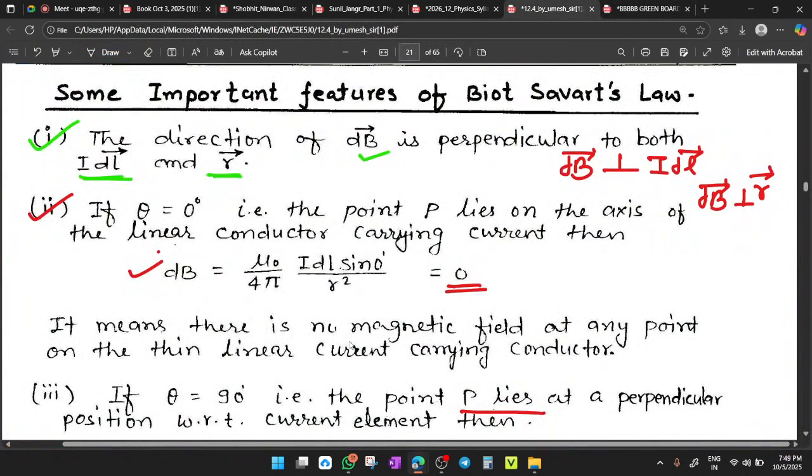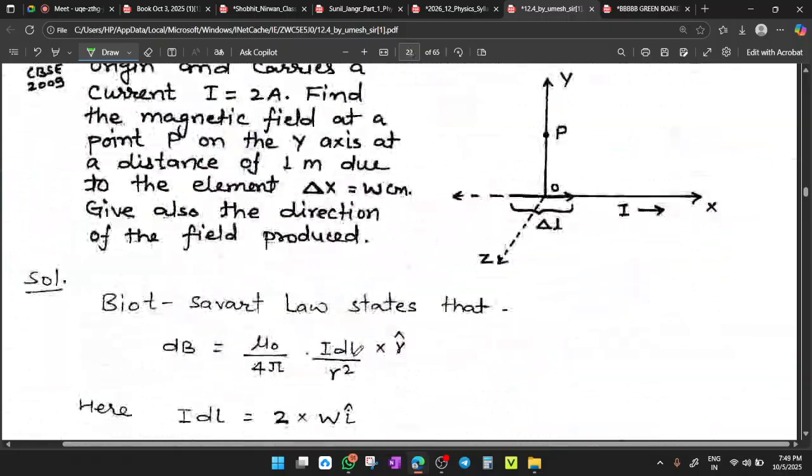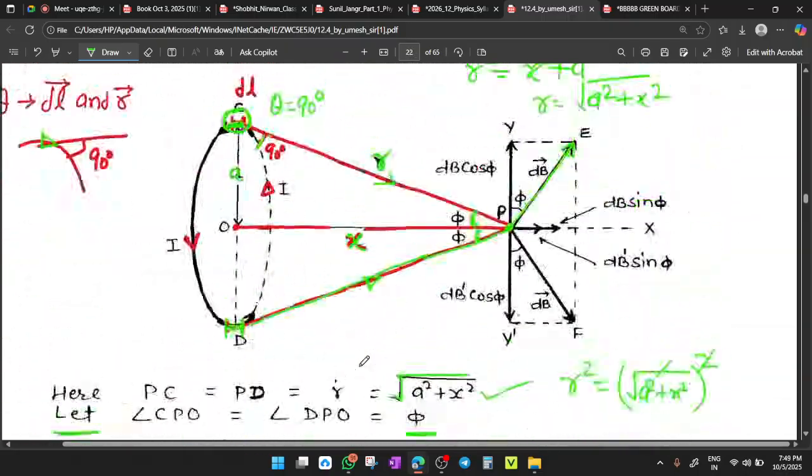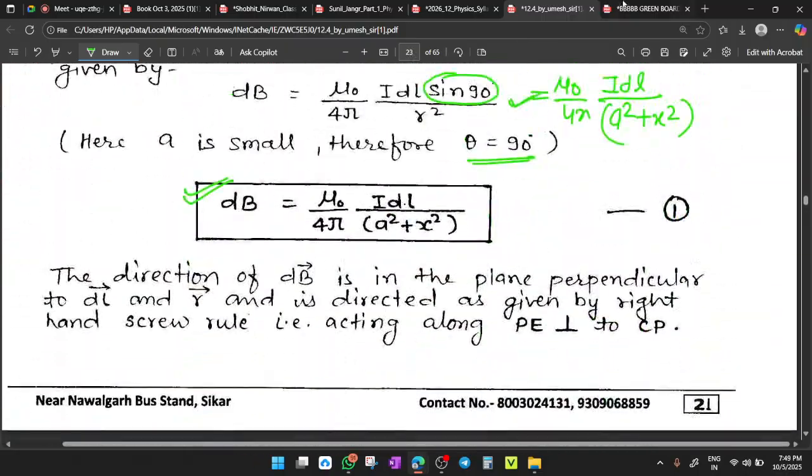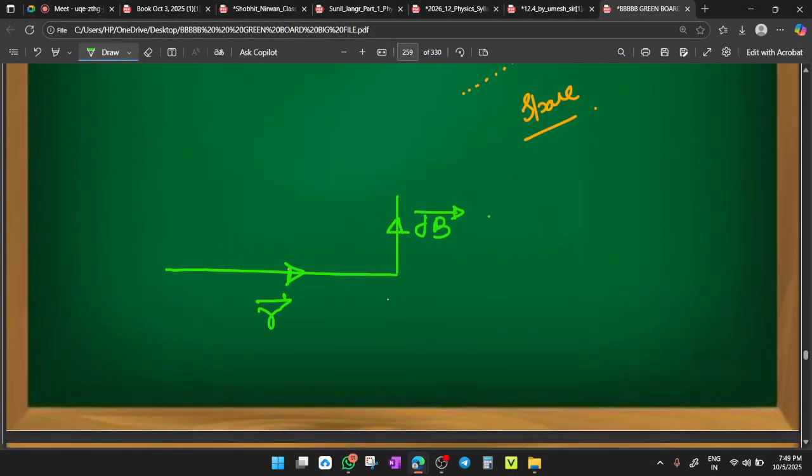Yes, this is the concept here: the direction of the dB vector is perpendicular to both the ideal current element and the R vector. So the dB vector is perpendicular to the ideal current element, and the dB vector is perpendicular to the R vector. So this is the R vector, then the dB vector should be here.